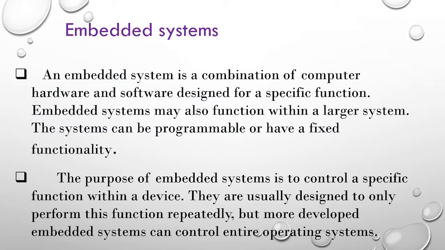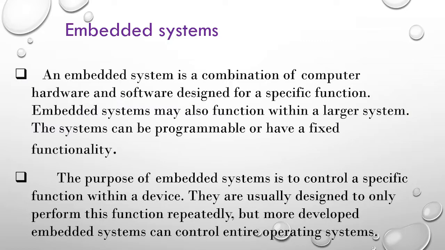First, let me begin with what embedded systems are. An embedded system is a combination of computer hardware and software which is designed for a specific function. We have many hardware and software used for various functions, but especially embedded systems are designed to perform a specific task.